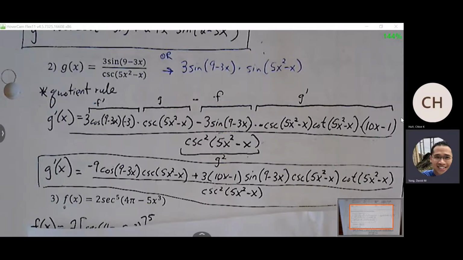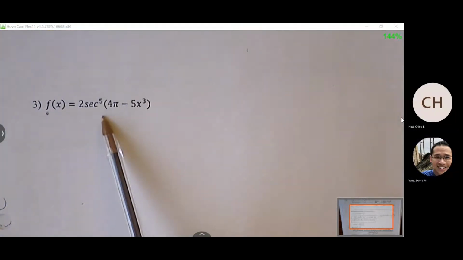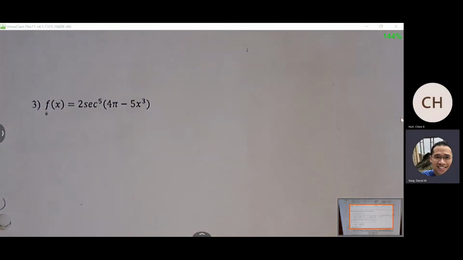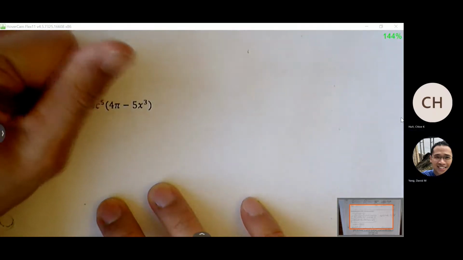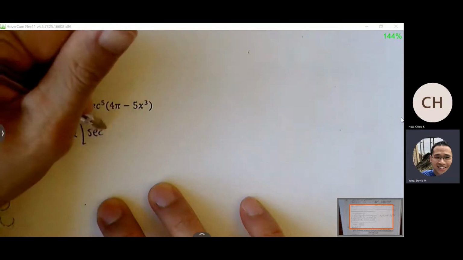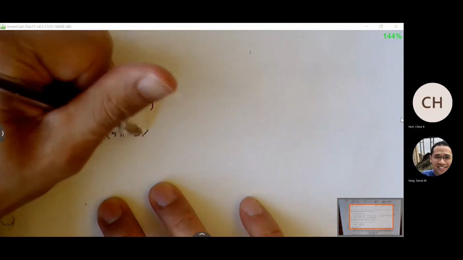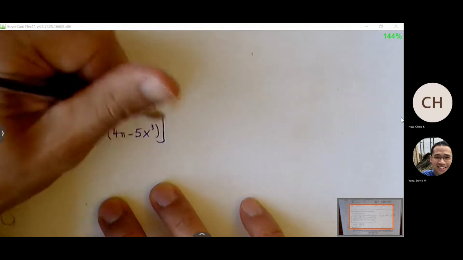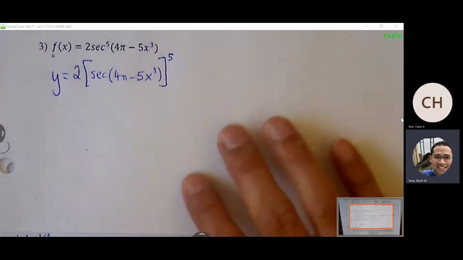Okay, number 3. How would you approach number 3? Chain rule, right? So you want to rewrite this problem, right? Get that 5 to be clearly outside a set of brackets. Go ahead and identify your outside, inside, and inner problem.